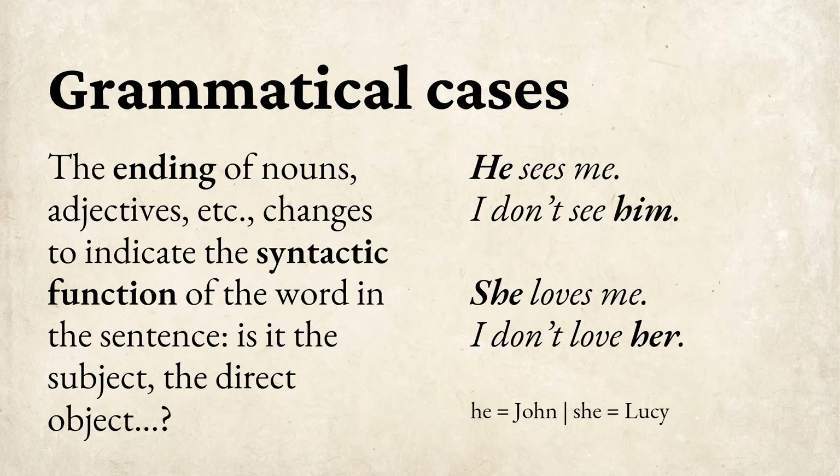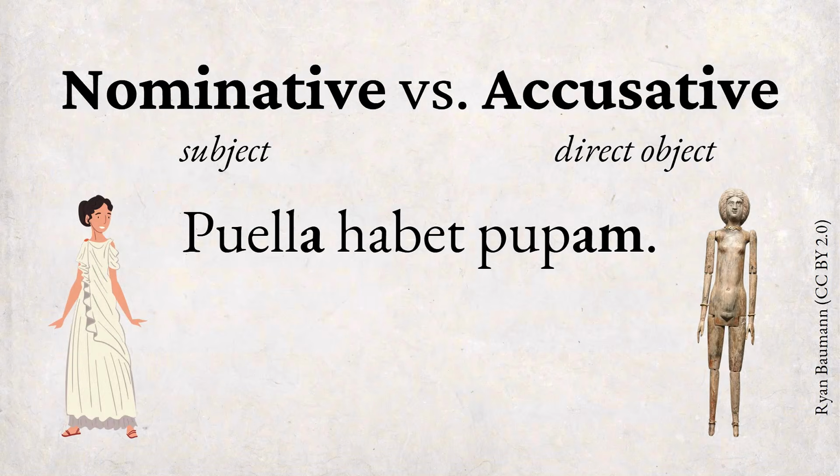Because in the first sentence, he is the subject, but in the second sentence, it is the direct object. And then we have, she loves me, I don't love her. She, her is the same person, Lucy, but in the first sentence, she is the subject, her is the object. Now, in English, grammatical cases are kind of restricted to pronouns, like we see here, but in Latin, it is pronouns, nouns, adjectives, etc.